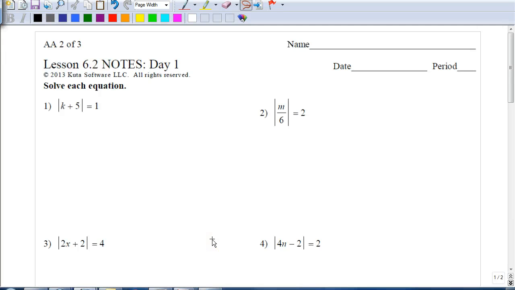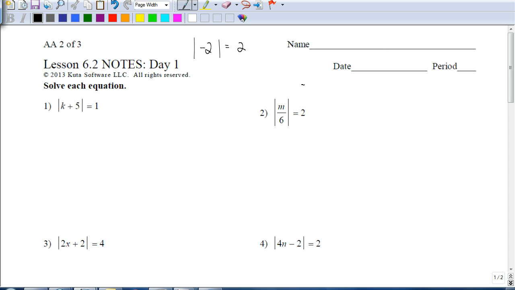Okay, so in today's lesson we're going to be learning how to solve absolute value equations. But before we start solving these, I want to make sure that we understand the basics, and that is what an absolute value represents. The absolute value, remember, represents the distance a number is from 0.